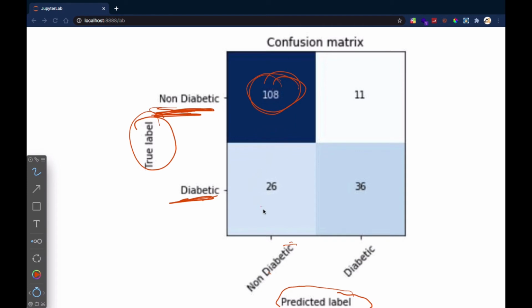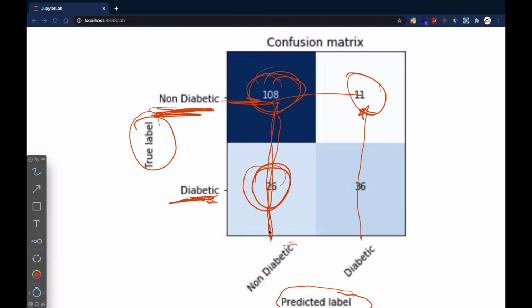If you pick the original people who are not diabetic, we're able to correctly predict 108 of them as non-diabetic, right? However, you can see that 11 of them who are non-diabetic, we're predicting as diabetic. And over here, 26 of those who are diabetic, we're predicting as not diabetic, which is very serious, right? However, 36 of those who are diabetic, we're able to predict correctly as diabetic.